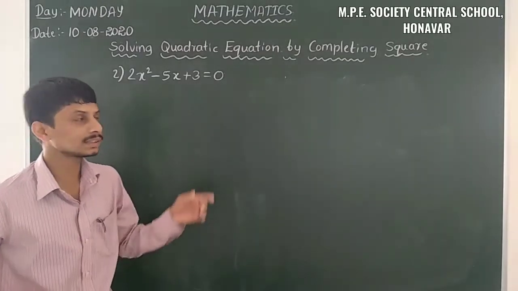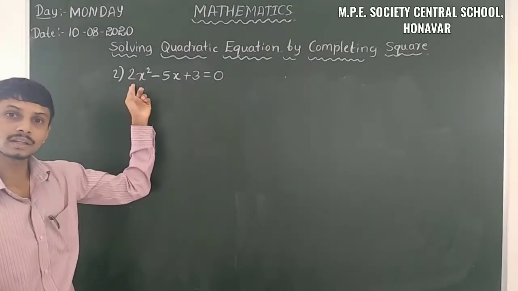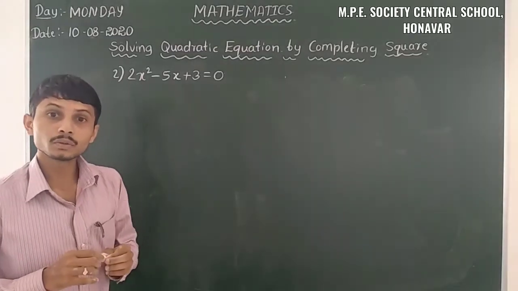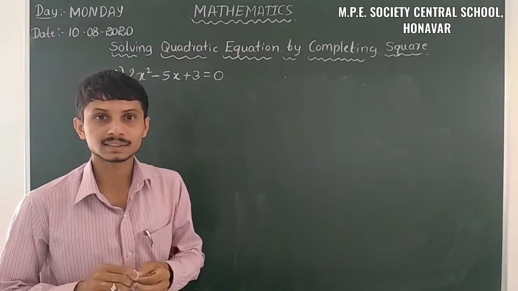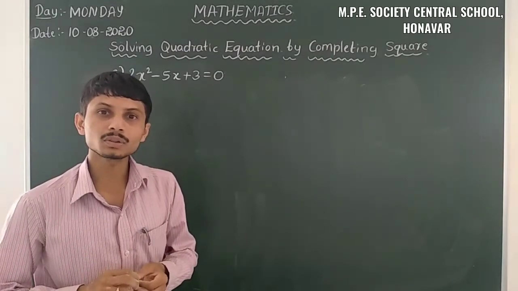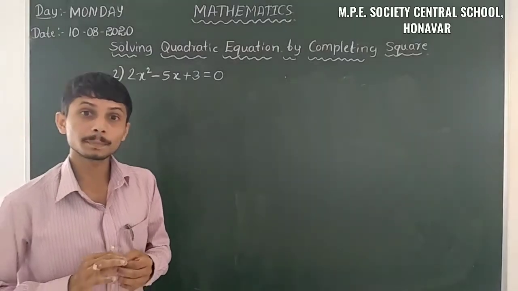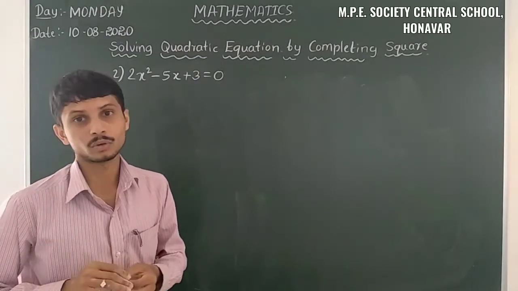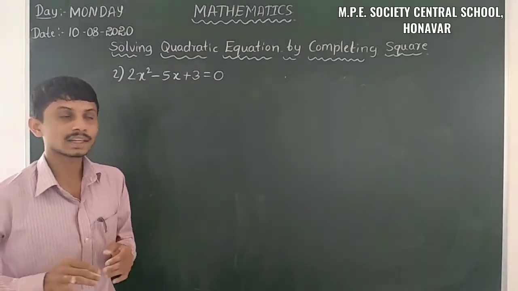But there is no chance here because 2 is there. When we take 2 into the whole square form, we get root 2x whole square. So that's not an easy case. So that's why we have to convert the quadratic equation. When the value of a is not a perfect square, then we have to convert that equation. Okay, so I hope you understand this one.